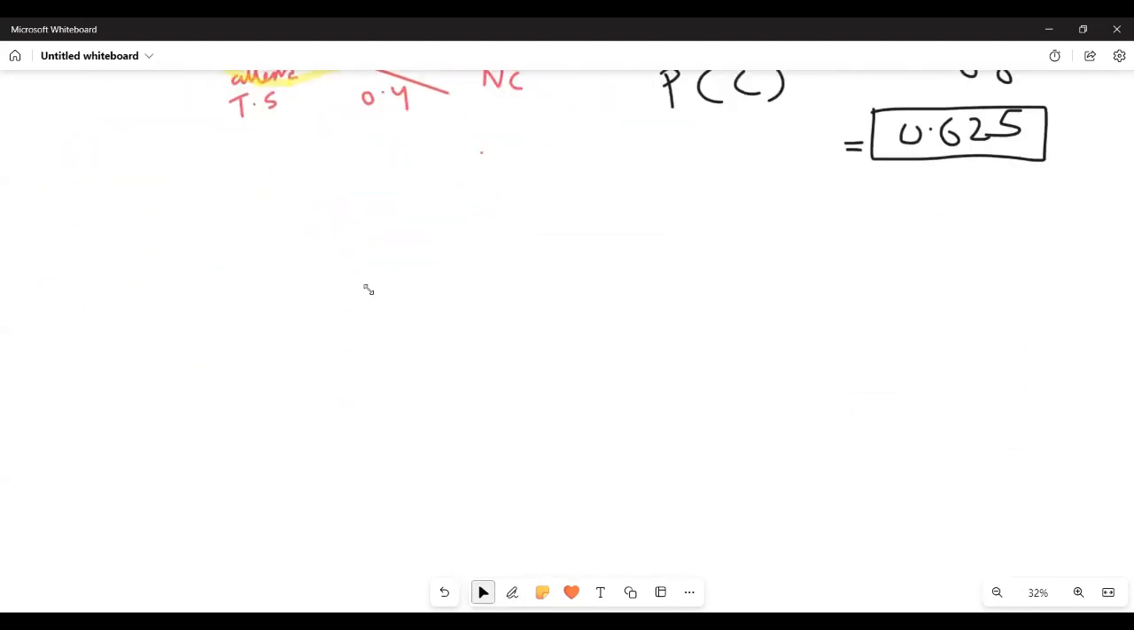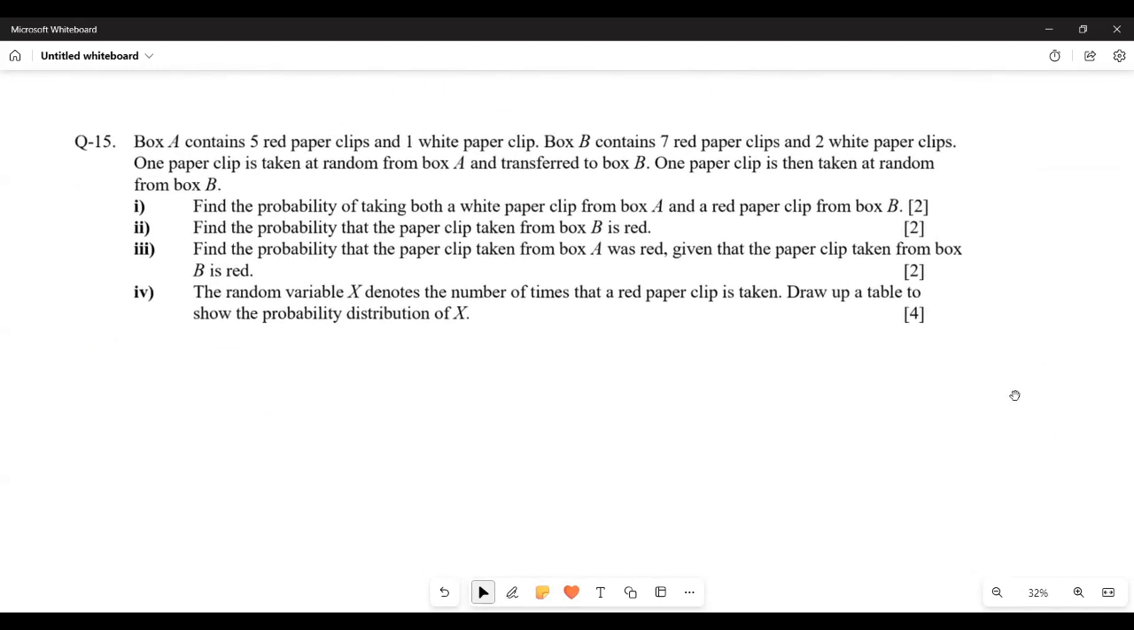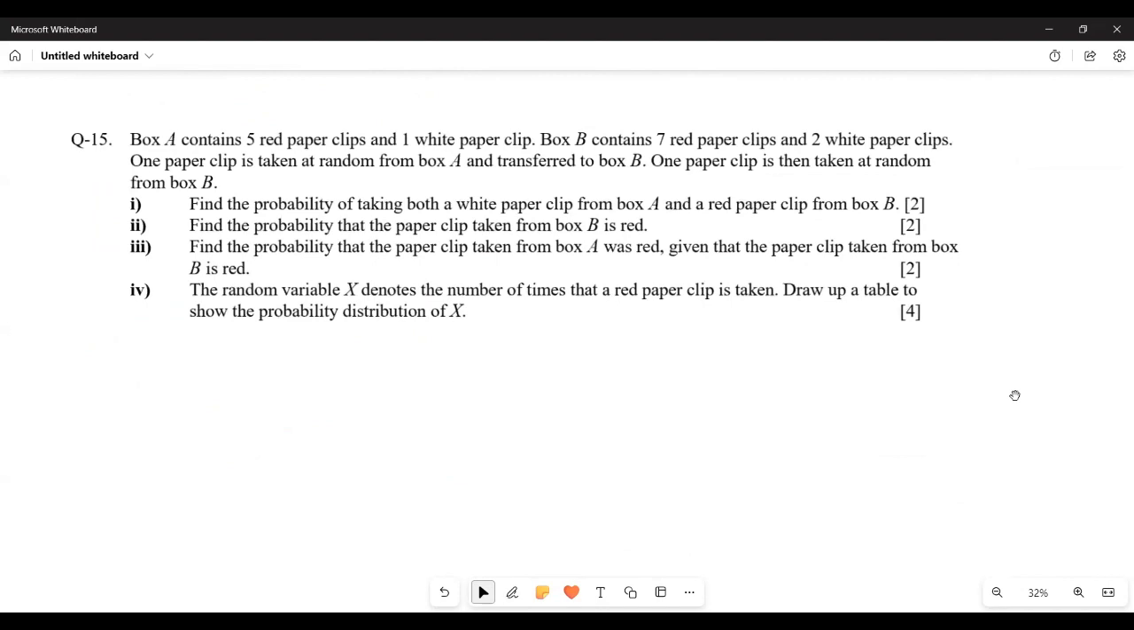Question 15. Box A contains 5 red paper clips and 1 white paper clip. Box B contains 7 red paper clips and 2 white paper clips. Let's quickly draw this. So box A है एक, and a box B.